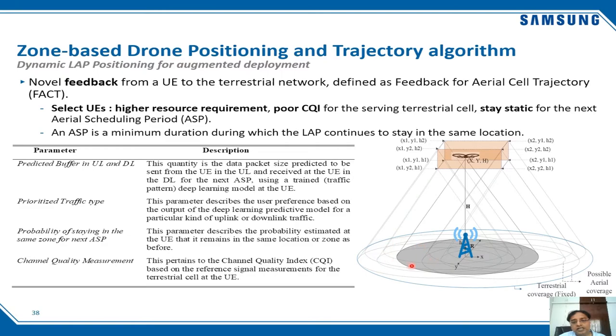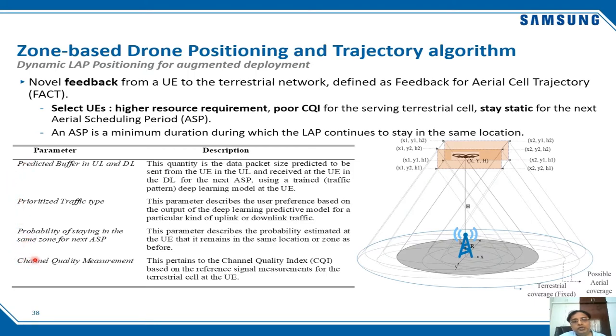It is essential that if the user is selected, he is actually staying in the same area, because the drone will move to a very close location through which it can serve that particular user. And the last very important factor is the channel quality with the terrestrial cell. If the channel quality with the terrestrial cell is good, then the user should be served by the terrestrial cell itself. But if the channel quality is worse, then there is a need for the user to be served by the drone cell. So these four parameters together form the reason for user selection.